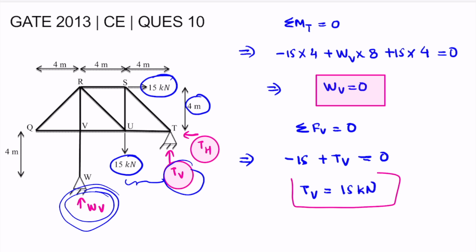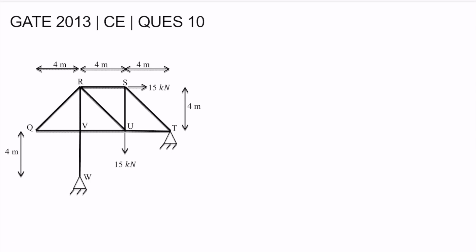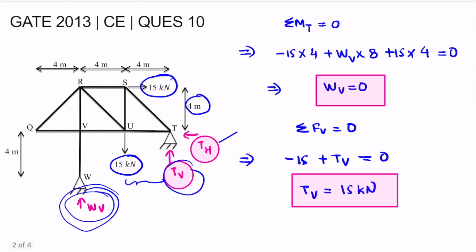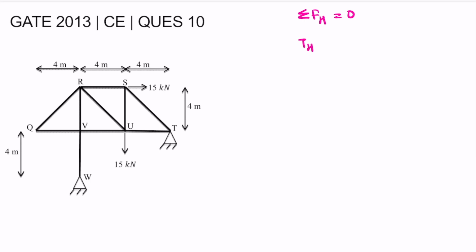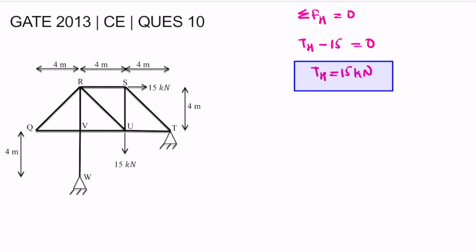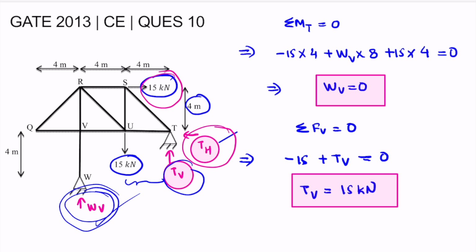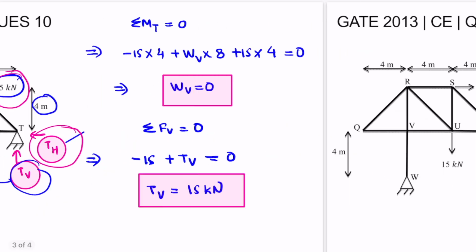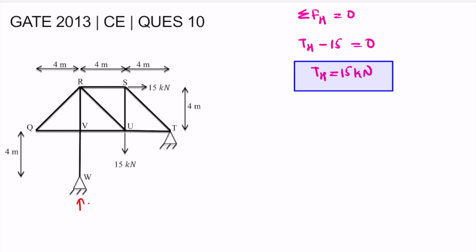So now we have the value of TV and WV. The only thing which is unknown here is TH, so we can find TH also very easily. Let us use the equilibrium condition, summation of force in horizontal direction to be 0. What are all the forces in horizontal direction? There is this TH and there is this 15 kN. So TH minus 15 equal to 0. From here we get the value of TH as 15 kN. Now we know all the reactions: WV is 0, TV is 15 kN, and TH is also 15 kN. So let us mark all the forces here. This is 0, this is 15, and this is 15.